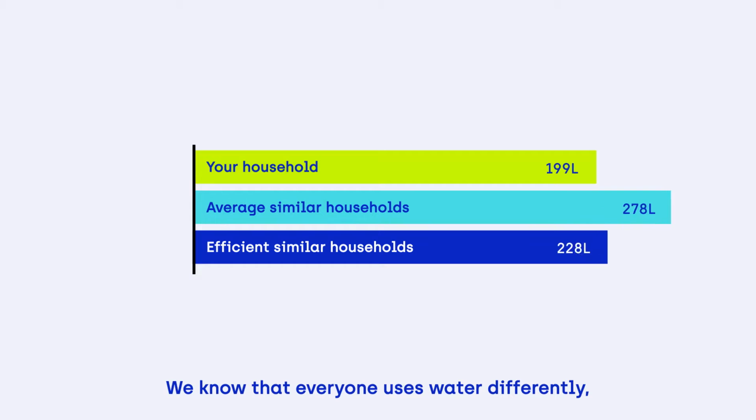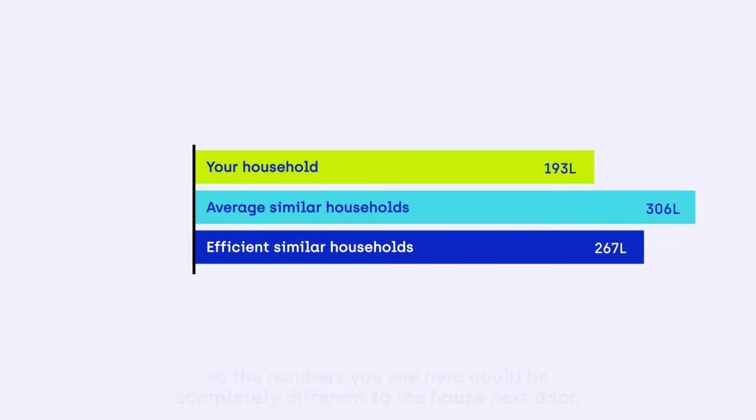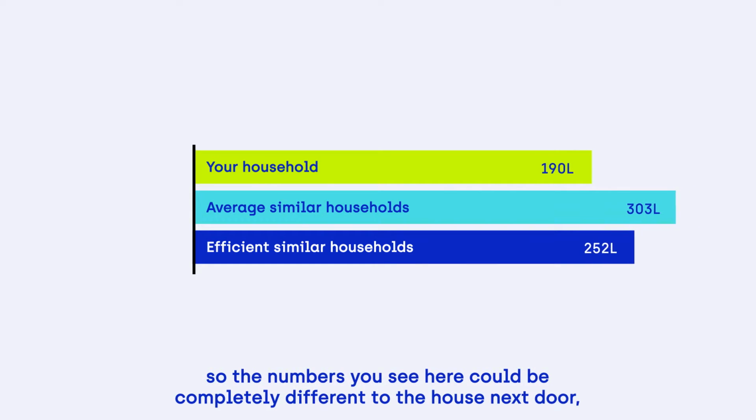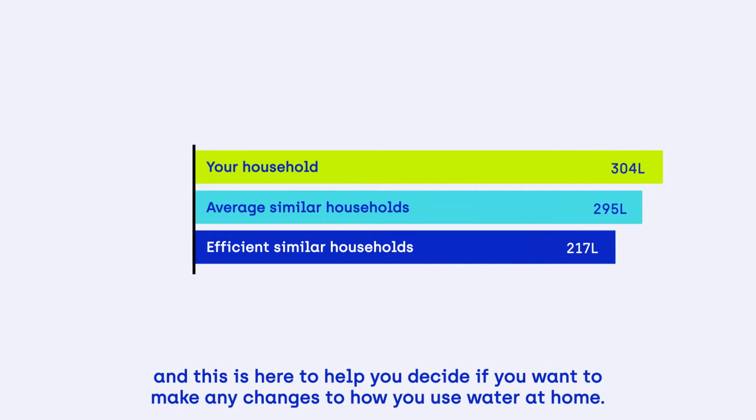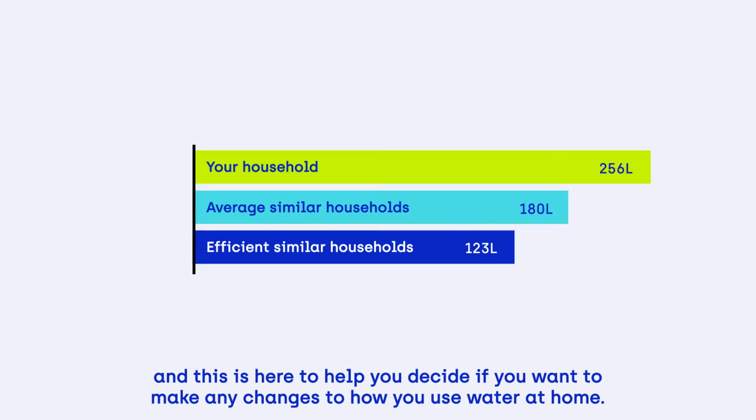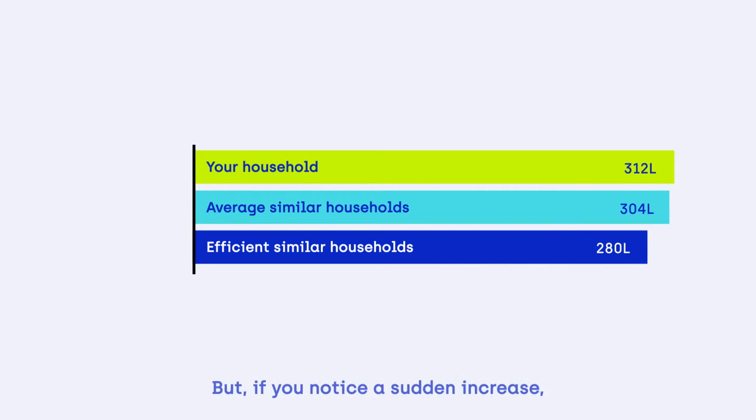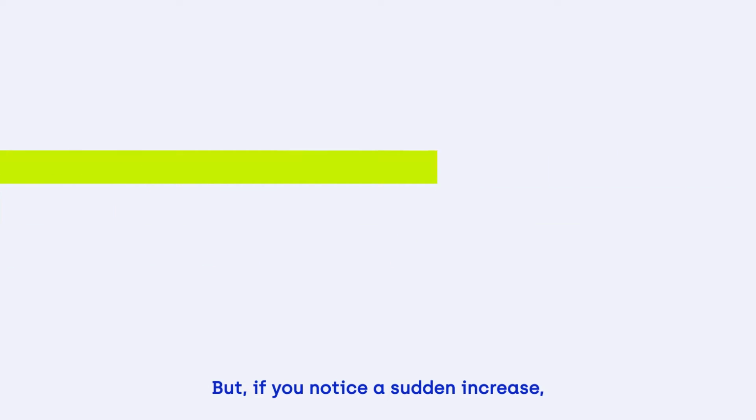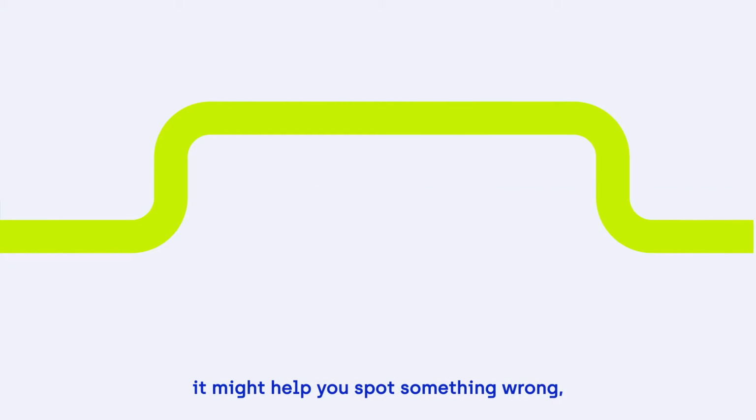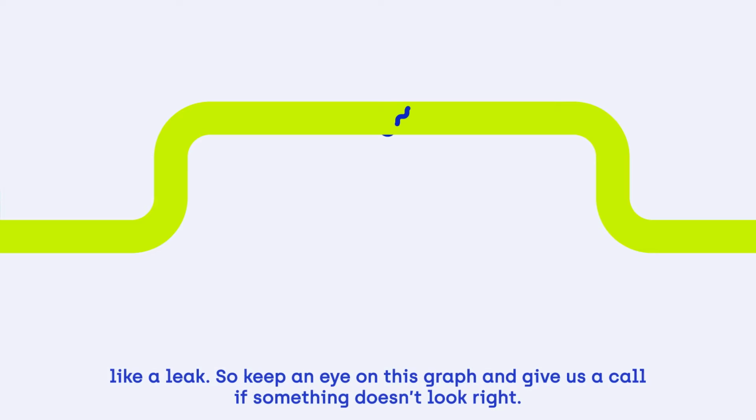We know that everyone uses water differently, so the numbers you see here could be completely different to the house next door. And this is here to help you decide if you want to make any changes to how you use water at home. But if you notice a sudden increase, it might help you spot something wrong, like a leak. So keep an eye on this graph and give us a call if something doesn't look right.